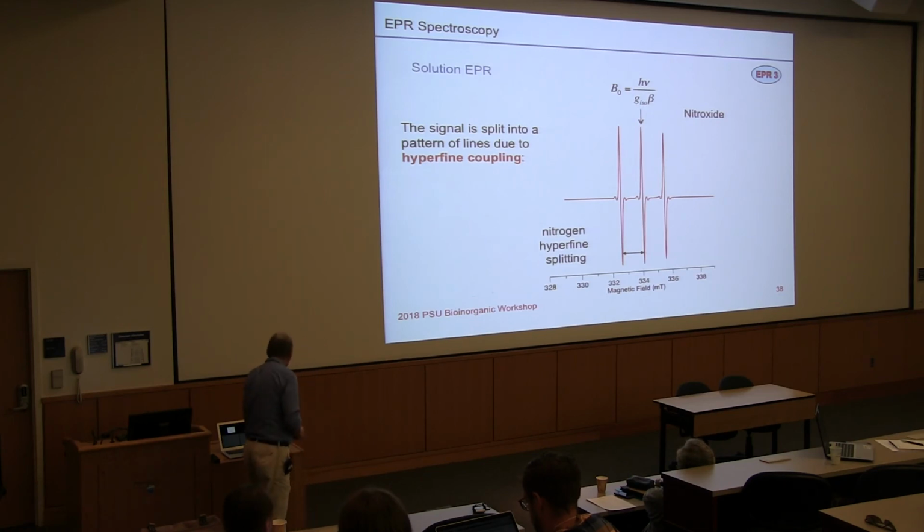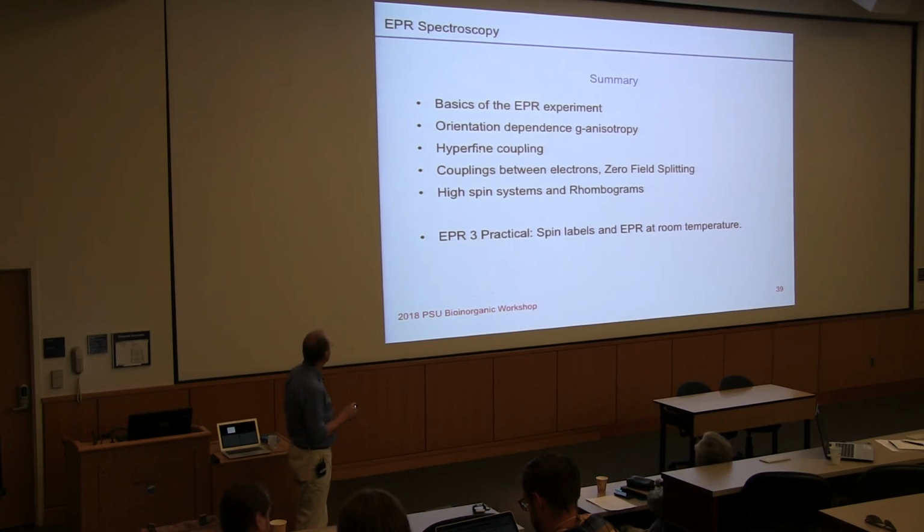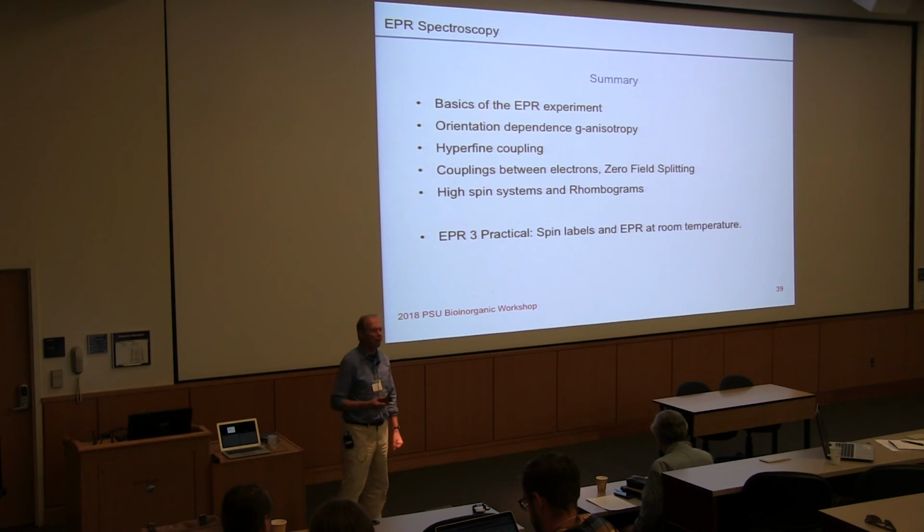Okay, so here's a summary of what we went through. Hopefully I gave you a little appreciation of why EPR spectra look the way they do, what sorts of things we can get out, the g anisotropy and the hyperfine couplings, and what happens when we go to these high spin systems. And then don't forget to come to EPR3. All right, so thank you for listening, and I'll take any questions.